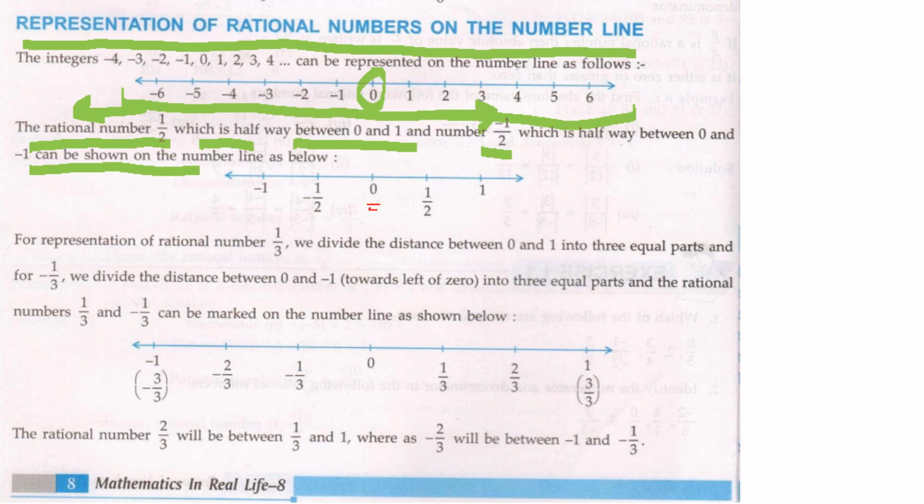This is your 0, this is your positive side of the number line, and this is your negative side of the number line. So if you have to mark 1 by 2, it will be exactly between 0 and 1, exactly midway between 0 and 1, isn't it? And if you have to mark minus 1 by 2, it will be exactly midway between 0 and minus 1. What have they done actually? Since the denominator was 2 here, they have divided from 0 to 1 in two equal parts. This you will understand with some more examples.